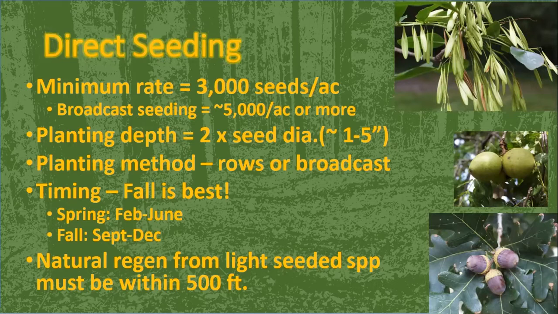So it takes quite a bit of seed out there to get a good forest established this way. So, what's our planting depth? It's about 2 times the seed diameter. With all the different size seeds you see in this picture, we maybe have to have a little bit of flexibility for different size seeds and in that planting depth. Our methods can be either rows or, again, broadcast seeding, and I'll talk a little bit more about that in a future slide. And the timing, really, I feel like fall is best.